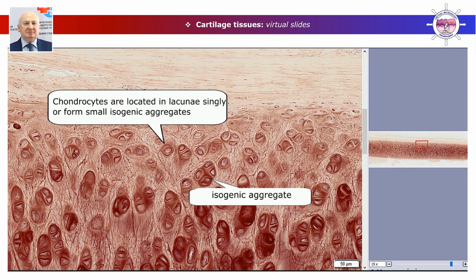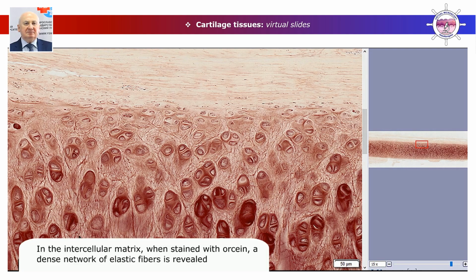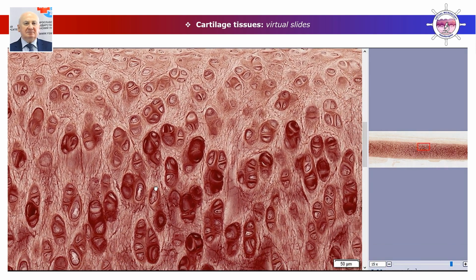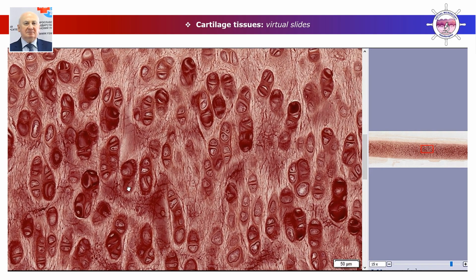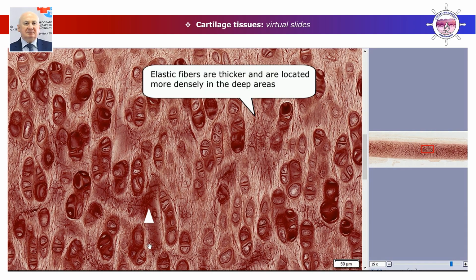Chondrocytes have a round or elongated shape, located in lacunae singly or form small isogenic aggregates. In the intercellular matrix, when stained with orcein, a dense network of elastic fibers is revealed. Elastic fibers are thicker and are located more densely in the deep areas of the cartilage.